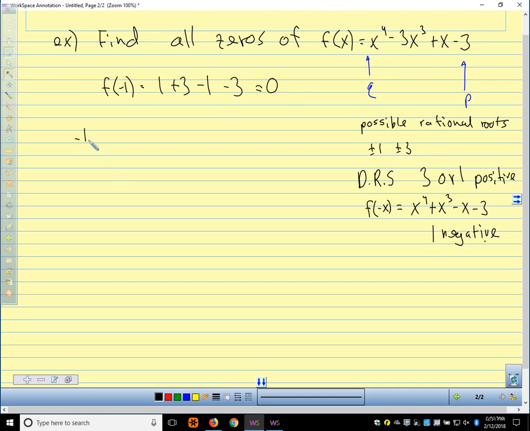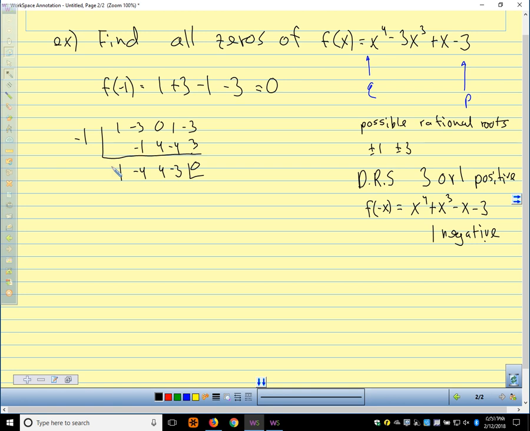So we're going to do a negative 1, do our synthetic division, 1, negative 3, put a placeholder in for the x squared, and we'll do our synthetic division. Zero. So there's our remainder. We knew our remainder should be 0. And now we have a cubic polynomial.